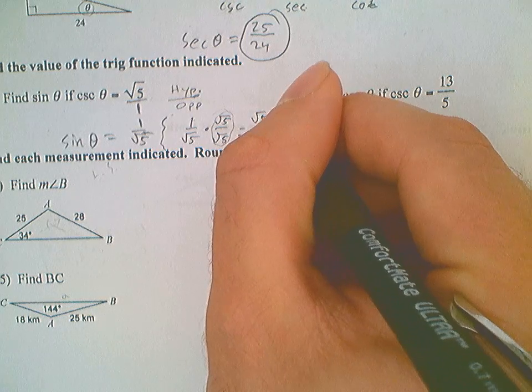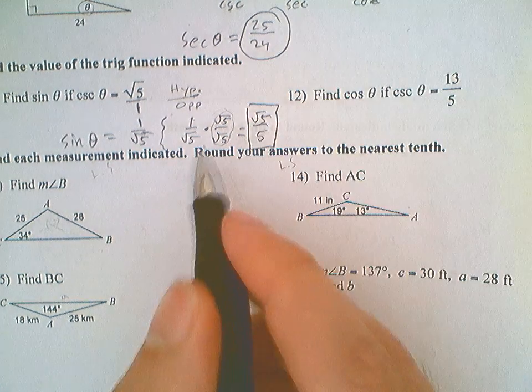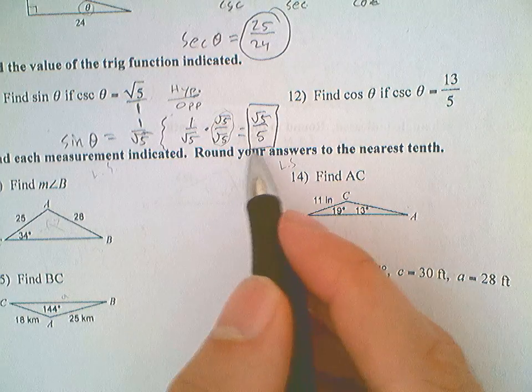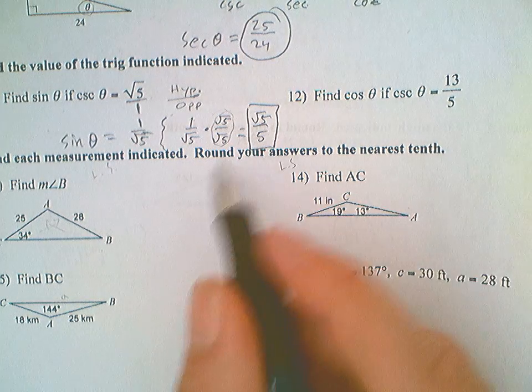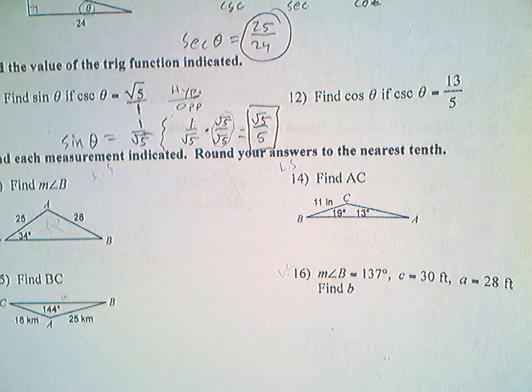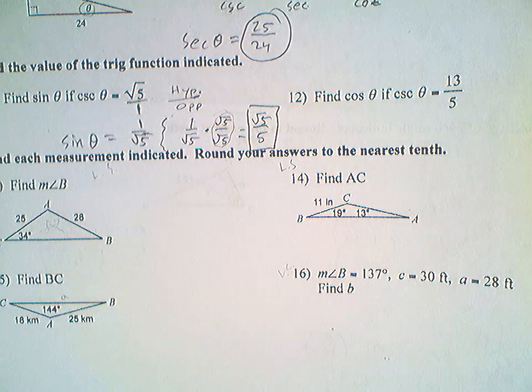I get square root of 5 over 5. Remember, any radical times itself just results in the number underneath. So square root of 5 times square root of 5 is just 5. On top, we have 1 times square root of 5. So our final answer here, fully simplified, is square root of 5 over 5.